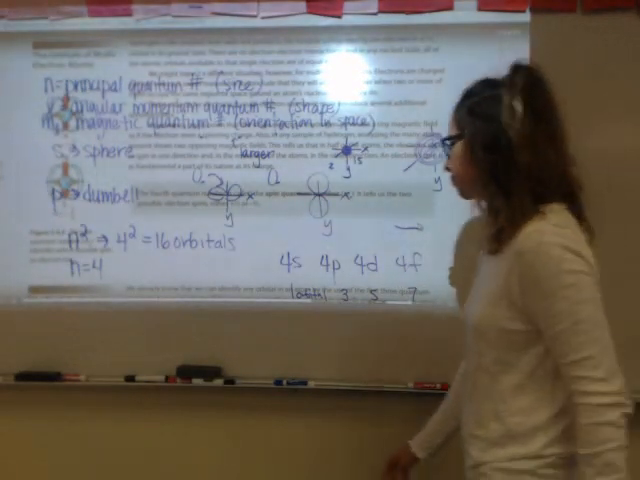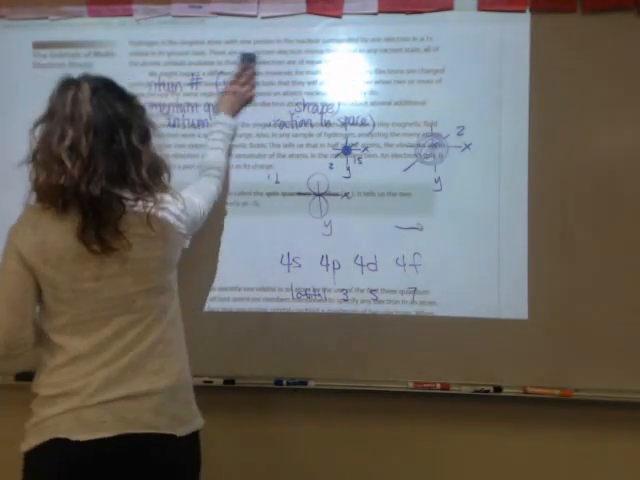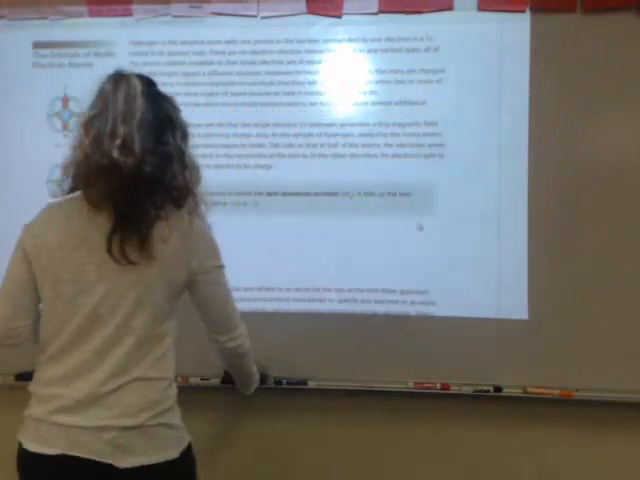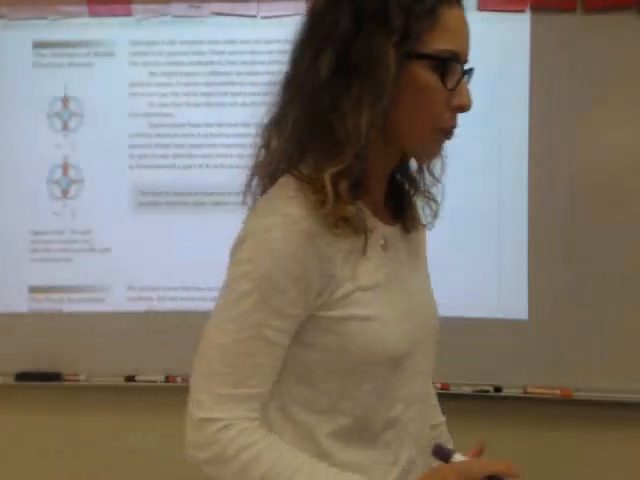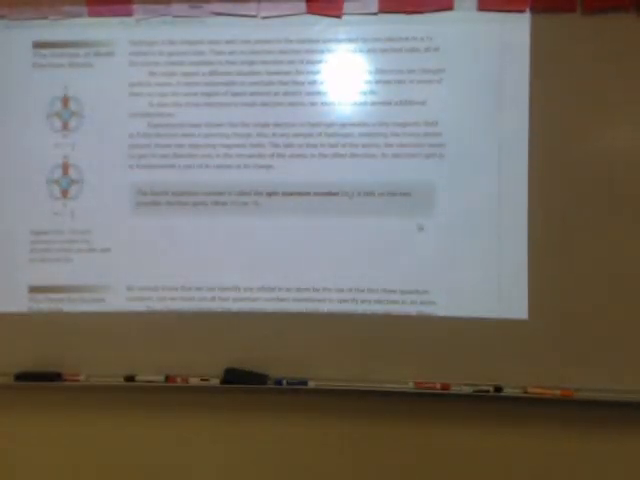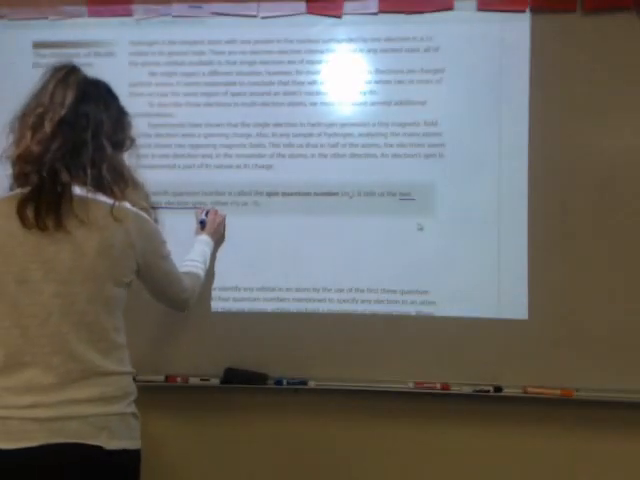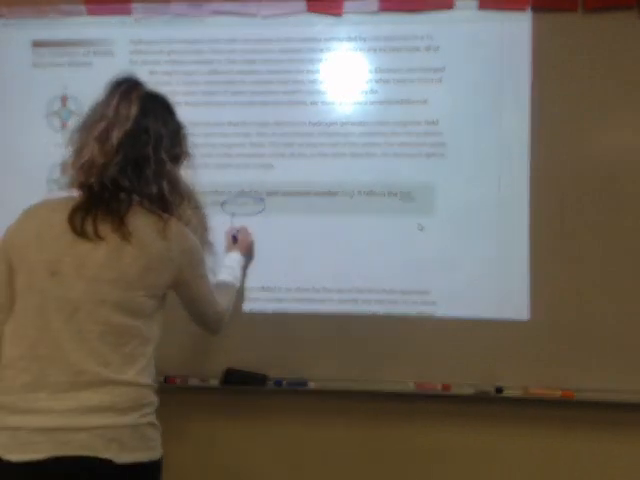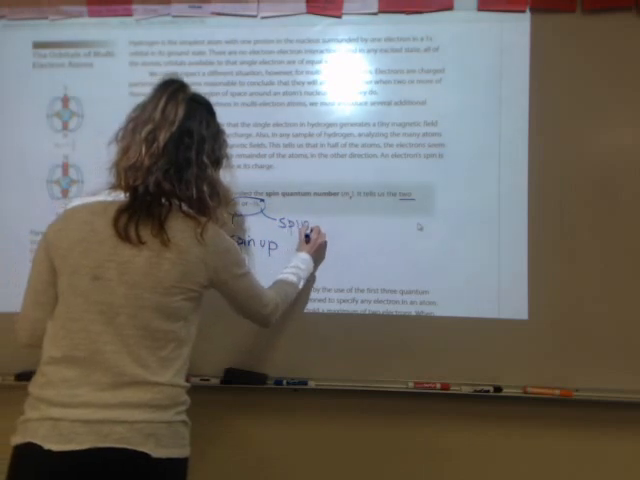Last quantum number. All right, this is the spin quantum number. The spin quantum number is abbreviated as m sub s. It tells us that there are two possible electron spins, a positive 1/2 or a minus 1/2. The positive 1/2 is usually called spin up. The negative 1/2 is usually called spin down.